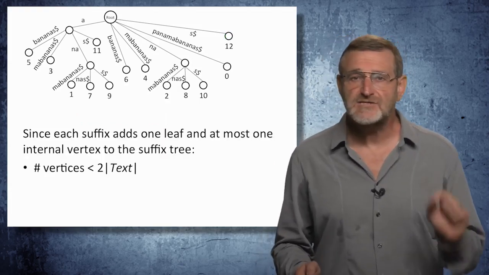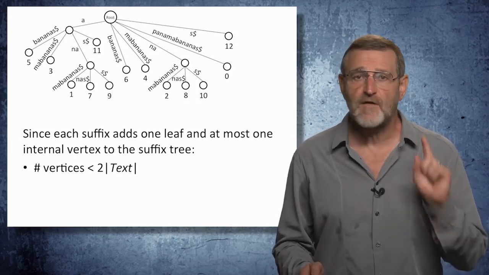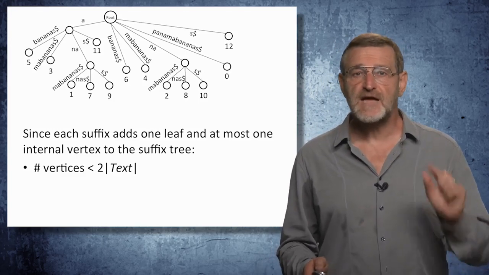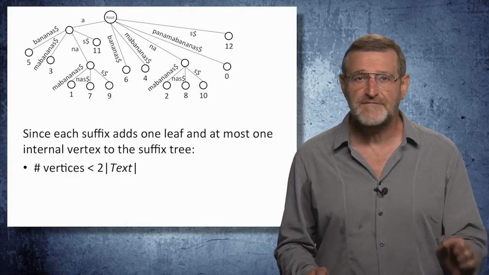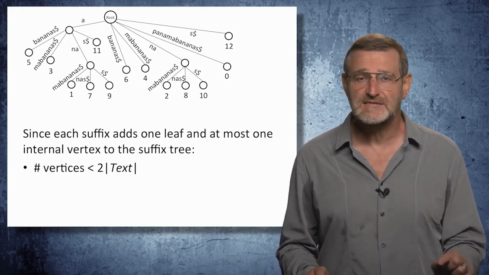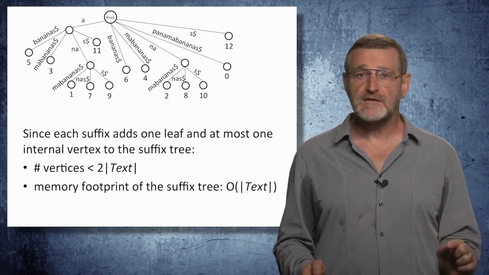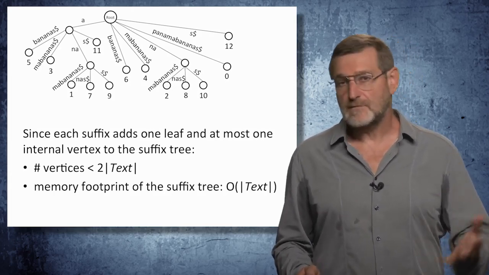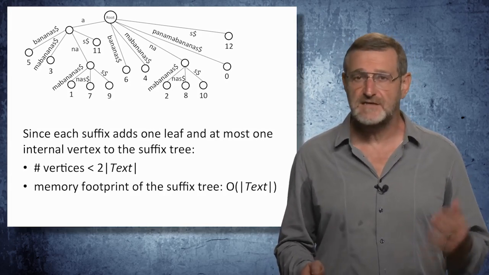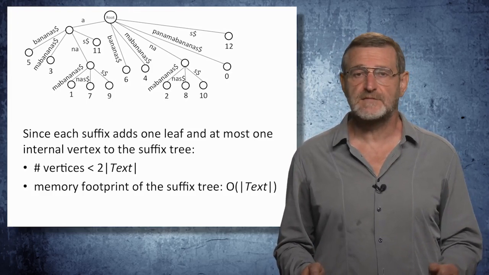And since each suffix adds one leaf and at most one internal vertex to the suffix tree, the number of vertices in the suffix tree is less than 2 times |Text|. And therefore, the memory footprint of the suffix tree, which is proportional to the number of edges in the suffix tree, is simply O of the length of the text.